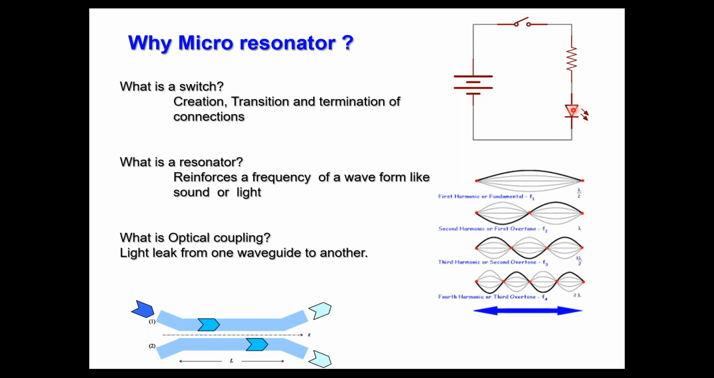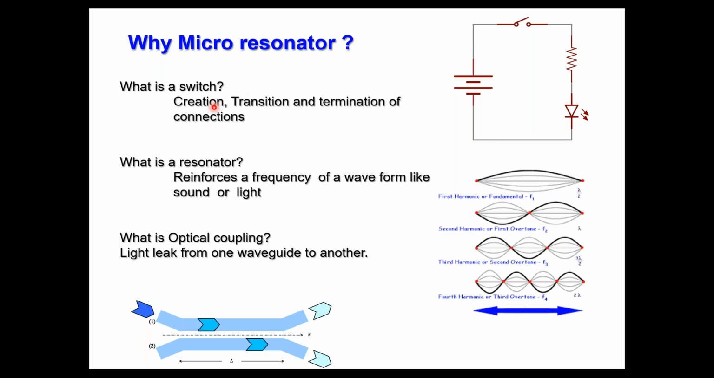So why should we go for such a micro resonator? If we examine these kinds of micron-sized light trapping devices, they offer different functions. They act as a switch, they can act as a resonator, they can also couple light out, or they can take light from outside.